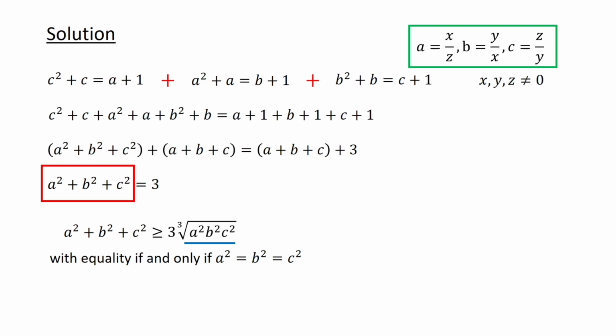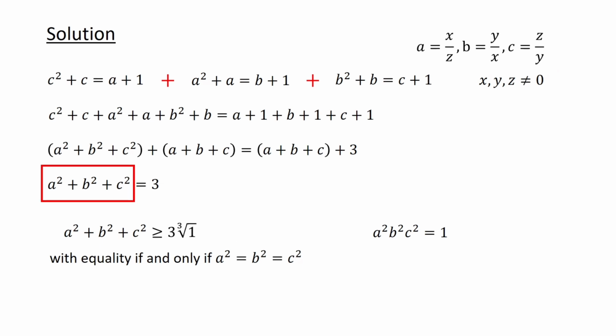Using our substitutions, a squared times b squared times c squared equals x squared over z squared times y squared over x squared times z squared over y squared. Simplifying the expression, we see that x squared cancels out. Similarly, y squared and z squared also cancel out. So we obtain a squared times b squared times c squared equals 1. Thus, the right hand side of our inequality is 3 times the cube root of 1, which is 3.